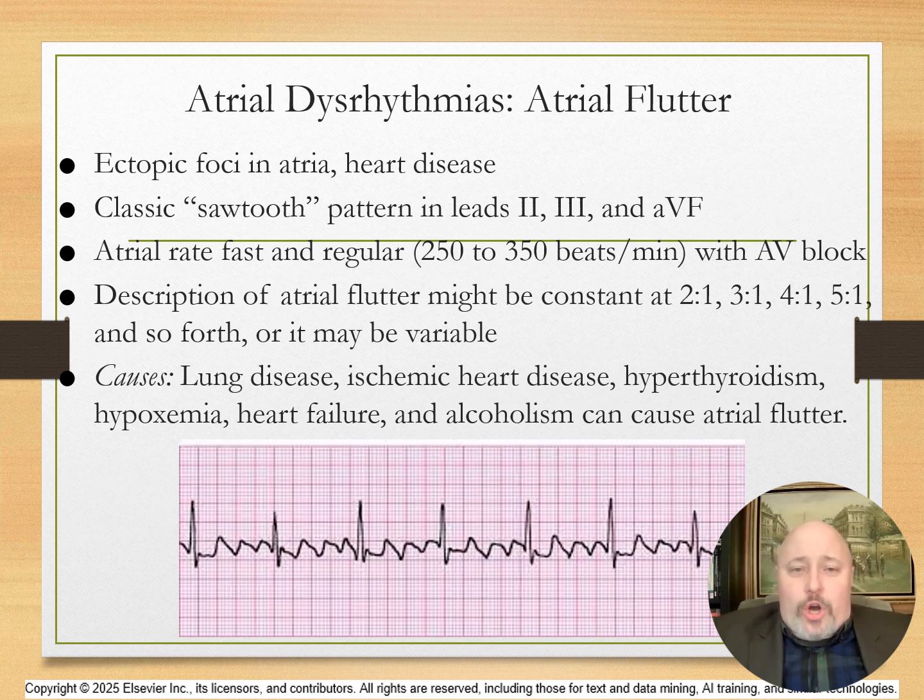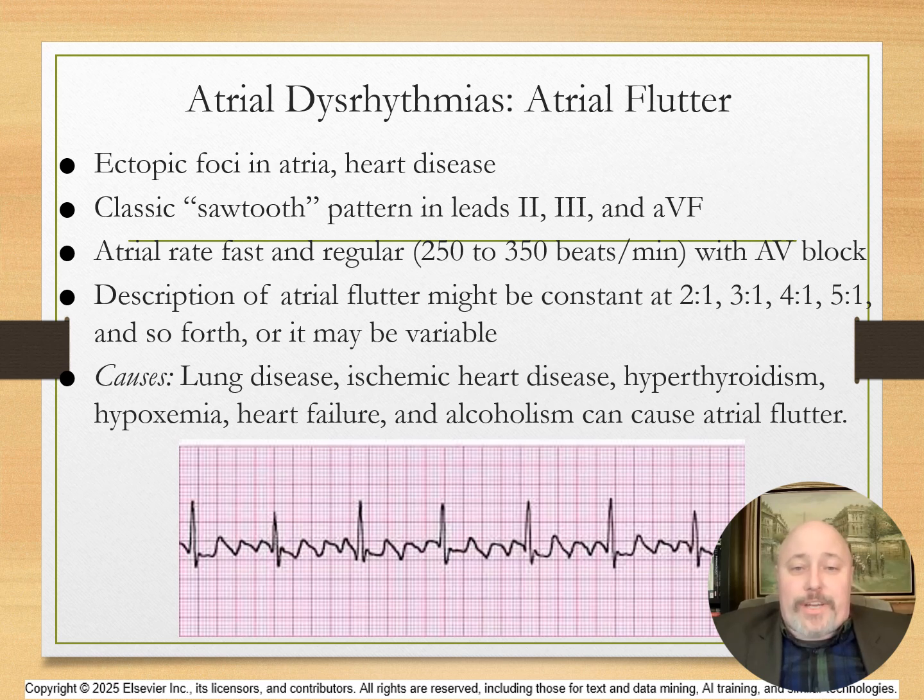The P waves are called flutter waves and may have a sawtooth pattern, that shark tooth pattern. It's going to be very pointed, peaked P waves. And the ventricular response may be regular or irregular based on how many flutter waves are conducted through that AV node. The number of flutter waves to each QRS complex is called the conduction ratio.